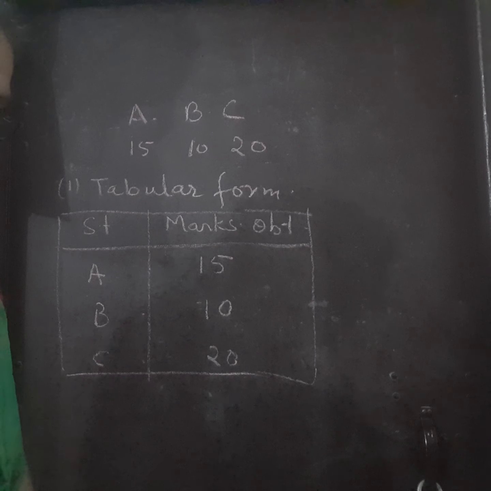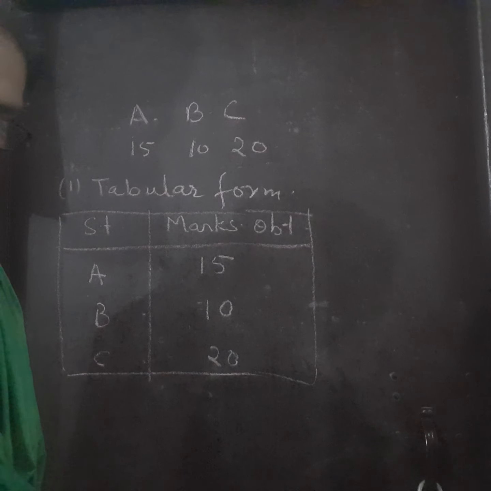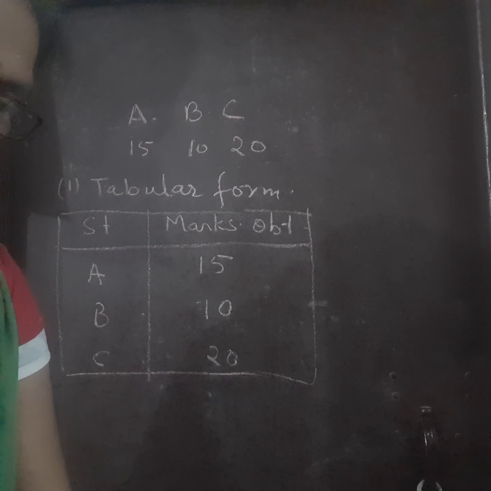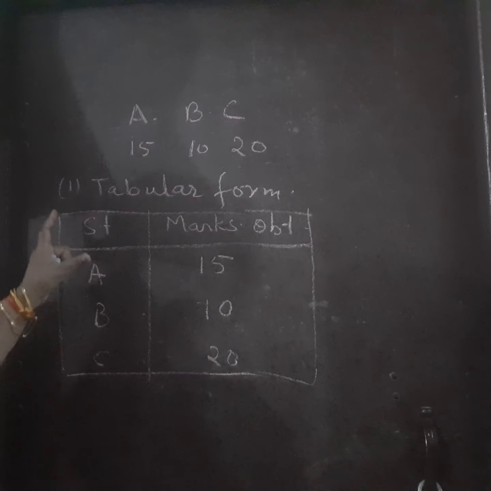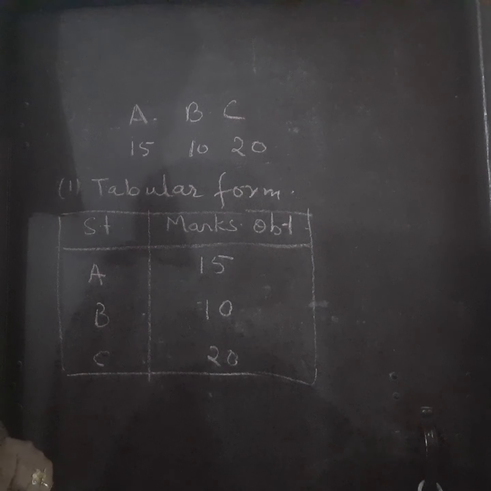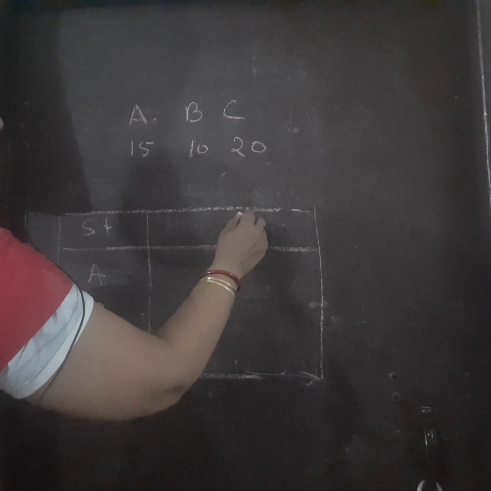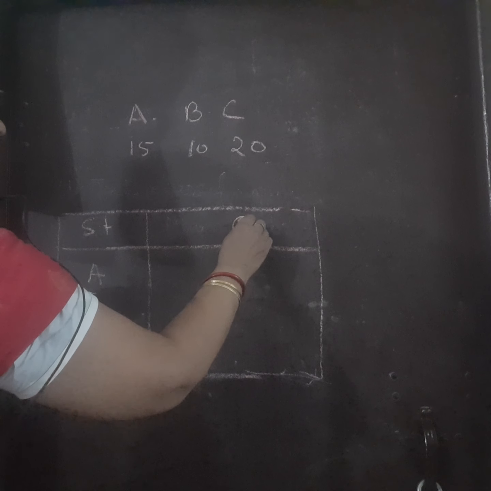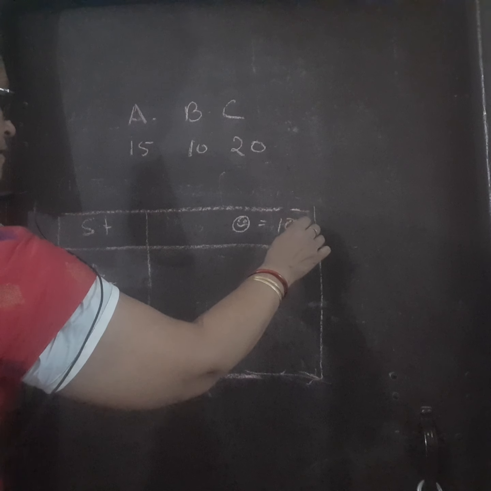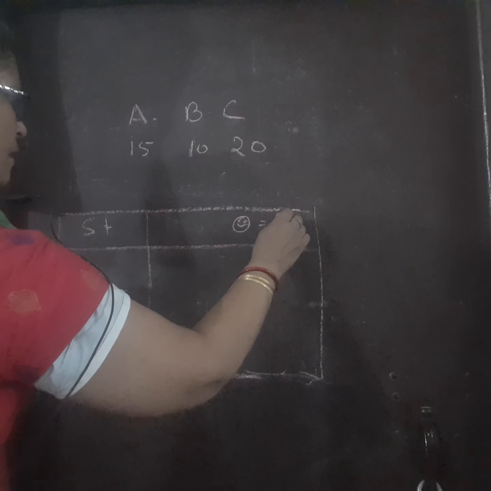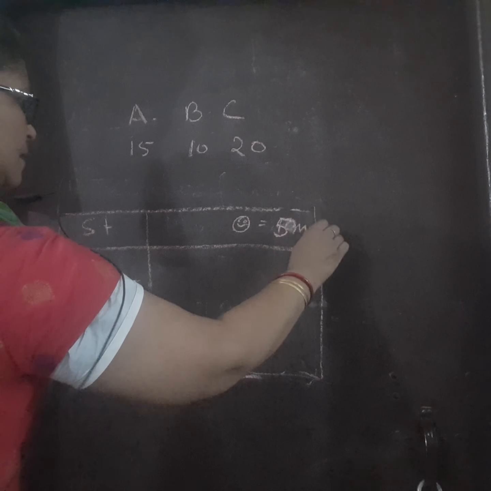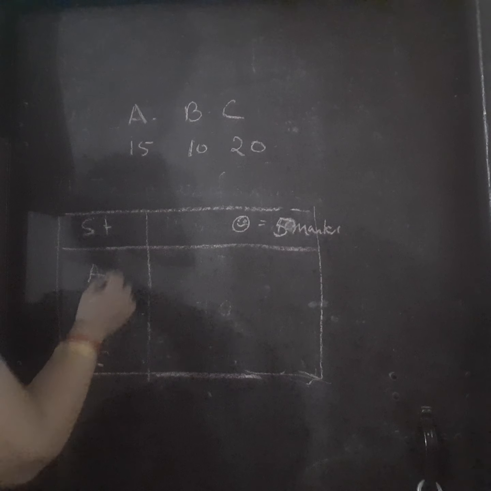Now next we come to the data that has been represented here in tabular form. Now we will represent it in pictorial form. The same data can be represented in pictograph form. If I say that one symbol is equal to 10 marks or 5 marks, we can take 5 marks. Then A got how many marks?